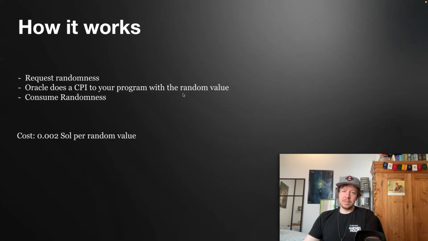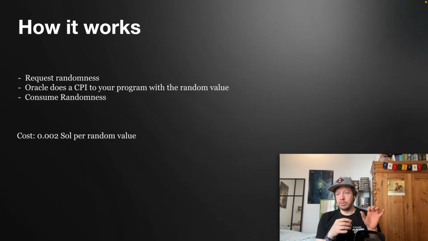And how it works is you request randomness from, in this case, Switchboard or any other oracle. Then they do a CPI into your program, so you need to save the state that you want to interact with in your program. Then you get the CPI from outside. Then you consume the randomness. And using a Switchboard Oracle also costs 0.002 SOL per random value.